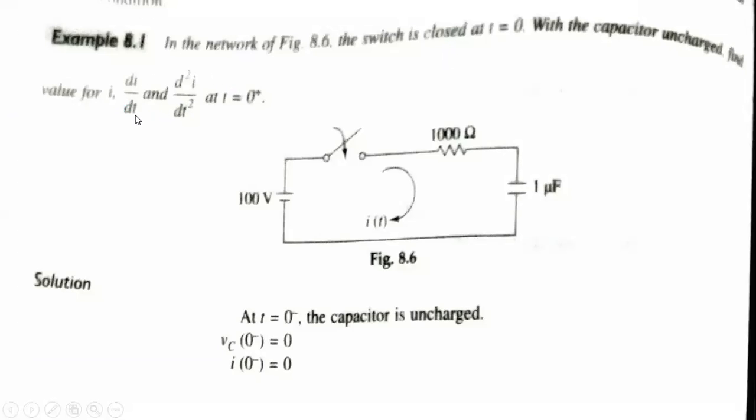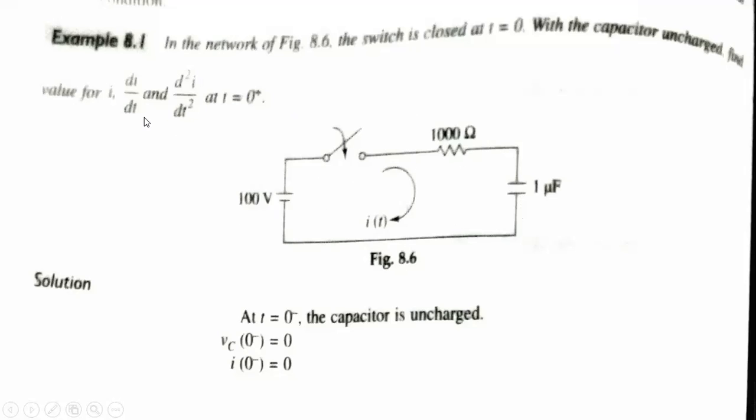Find the di by dt and d square i by dt square at t equals 0 plus. If you observe this network, you will find that the components shown here, R and C, are connected in series along with the source and the switch, and the current is flowing in the closed loop.